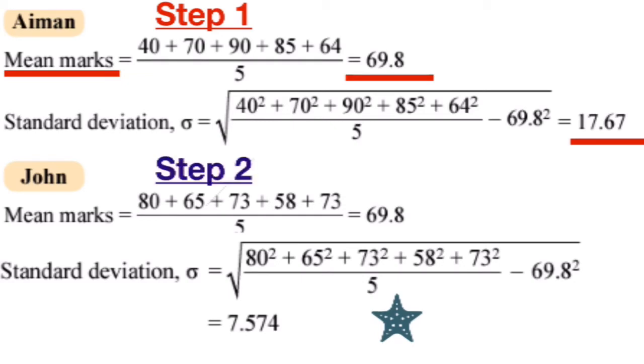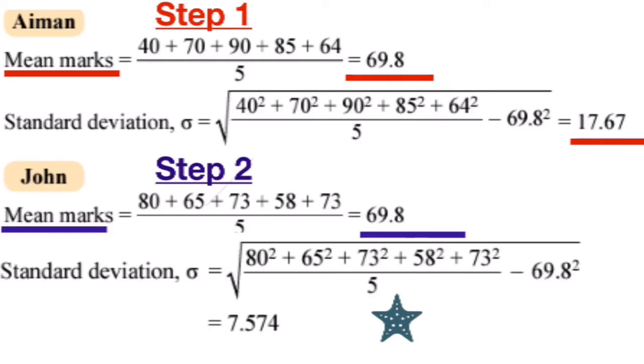17.67. Okay, it's a bigger value of standard deviation compared to John. So the mean mark for John, 80 plus 65 plus 73 plus 58 plus 73 divided by 5, you get 69.8. Okay, it's the same as the answer just now, right? Aiman's answer. Okay, standard deviation, you take 80 square plus 65 square plus 73 square plus 58 square plus 73 square over 5 minus 69.8 square, then you square root.